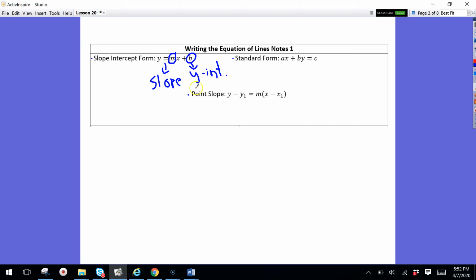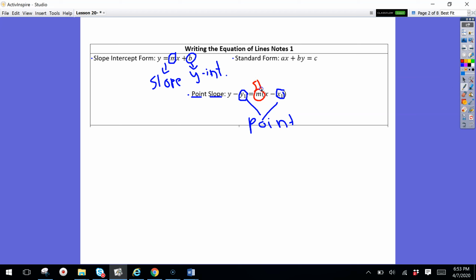Now, point-slope form is basically in its name: we have a point and we have a slope. So our point here is y1 and x1, and we're subtracting those from our y and x, so this is my point. And then right here, I have my slope again, which we still call m to keep consistent.